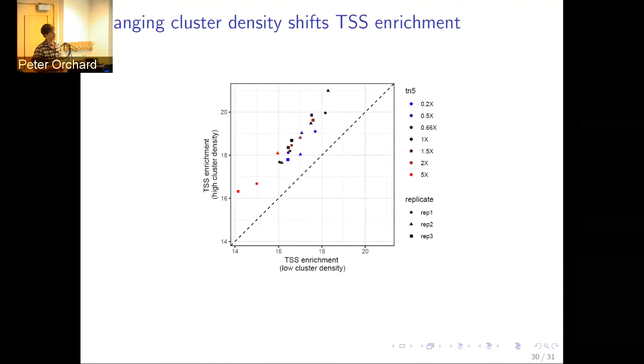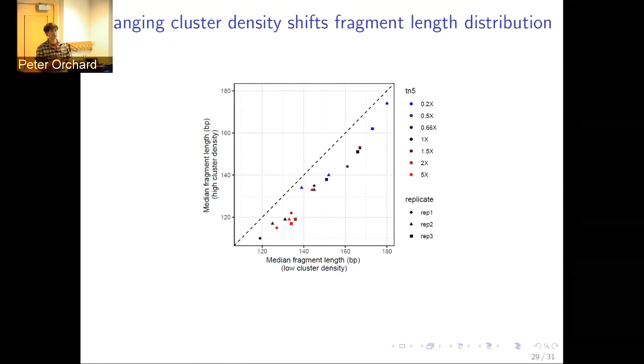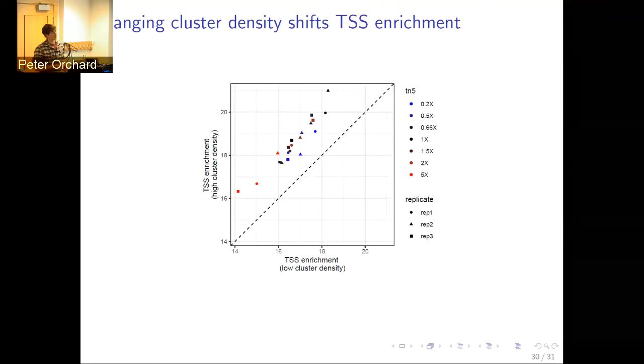What this means is you're subsampling the fragment length distribution, right? You have a true fragment length distribution for your ATAC-seq library, but when you sequence it at a really high cluster density, you're preferentially sequencing the left part of that distribution. So you're seeing the library from a slightly different angle. And as a result, you see changes in other QC metrics as well.